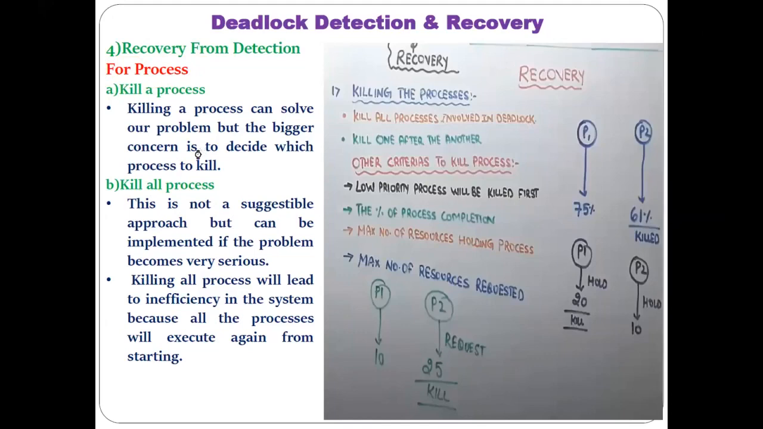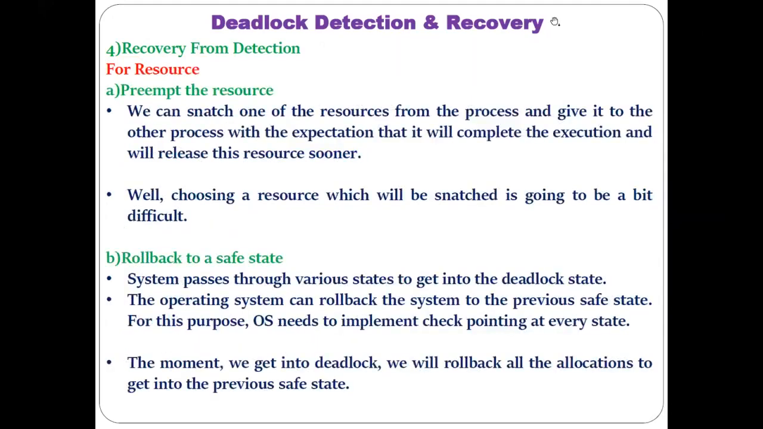Now recovery can be done at the resource level also. At the resource level, two approaches can be applied. One approach is to preempt the resource, where we can snatch, in the sense of forcefully taking, the resource from the process and give it to another process, with the expectation that it will complete its execution and release its resources soon.